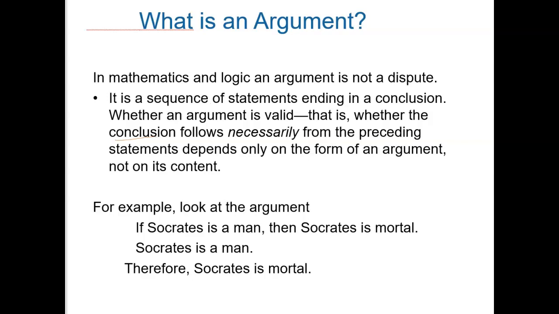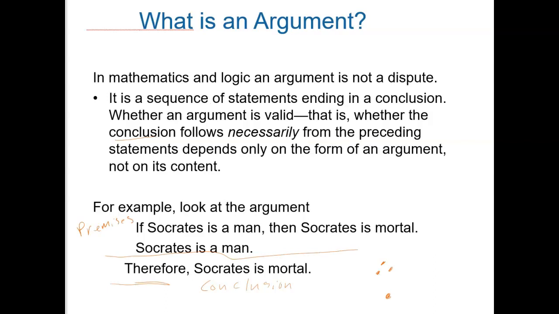For example, here's an argument. If Socrates is a man, then Socrates is mortal. Socrates is a man. Therefore, this word therefore means you are about to see the conclusion. You can simplify that in mathematics. These three dots are often used to indicate therefore. Some texts just use a single dot on the last one. So the word therefore introduces the conclusion. The statements above the conclusion are called the premises.